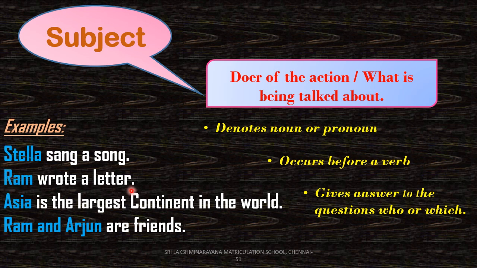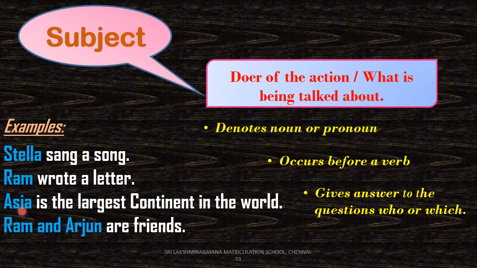Likewise, in the second sentence, Ram wrote a letter. Who does the action writing here? It's Ram. You can ask a question, who wrote a letter? The answer here is Ram. So Ram is the doer of the action, which is the subject.